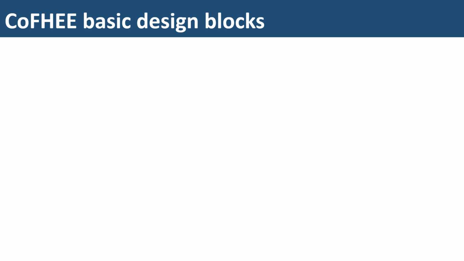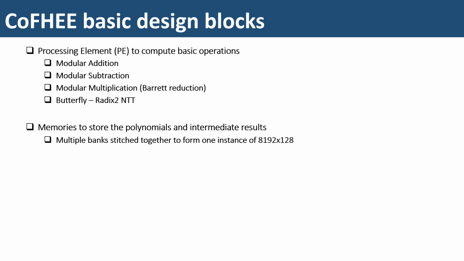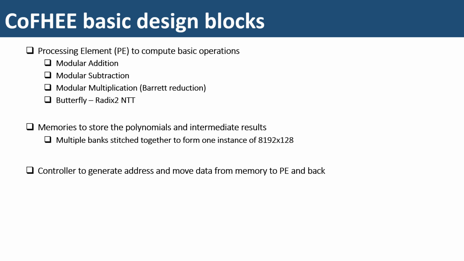There are mainly three design blocks in CoFHEE. A processing element that performs modular arithmetic by taking two operands as input, and it also performs the radix-2 butterfly operation that is required for NTT. Then there is a memory pool to store the polynomials and the intermediate results, and a controller to generate addresses and to load the operands from memory to the PE and to store the result from the PE back to the memory.